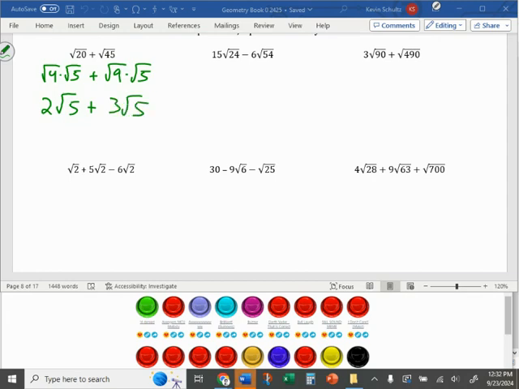6 root 5? Where do you get 6 root 5? James accepts his loss. 5 root 5. James, you were correct the first time. Oh, I added. Why did you pick the... Because nobody else has a hand up.